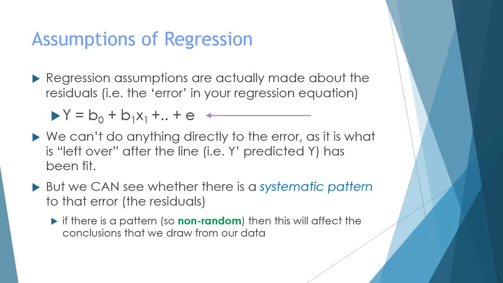But what we can do is see whether there's a systematic pattern to that error, i.e. the residuals. So if there is a pattern, it's non-random, then this will affect the conclusions that we draw from the data. If we're going to have error, we're quite happy with a randomly distributed error, but we don't want systematic error.